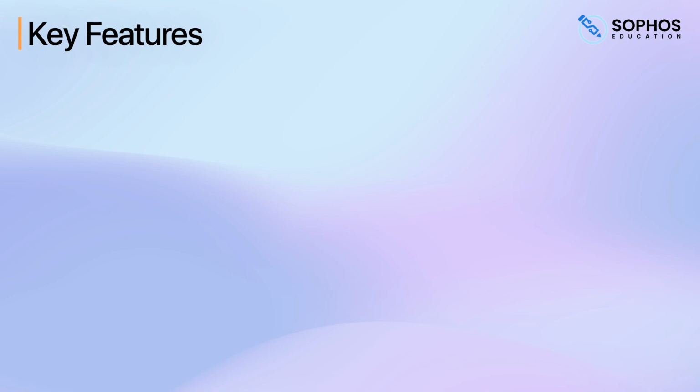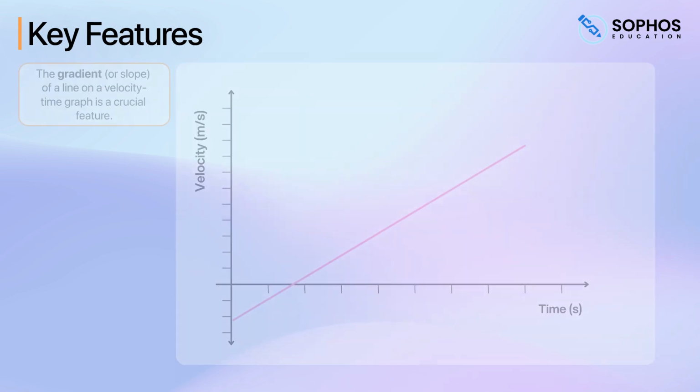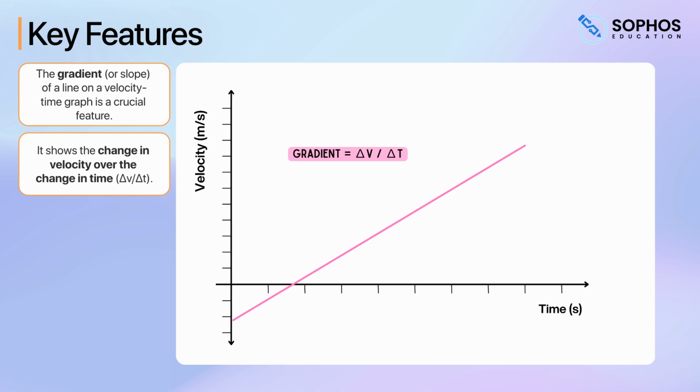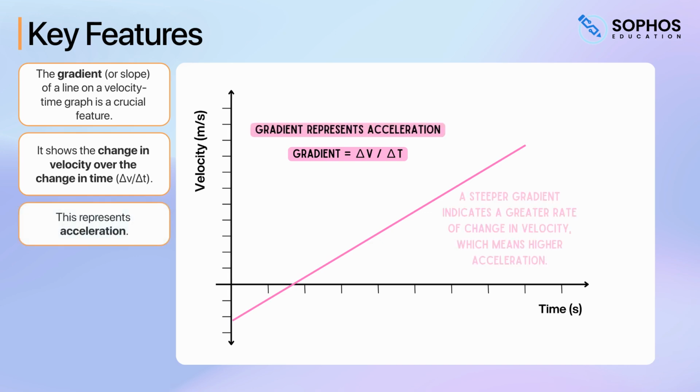Next, we'll explore the gradient and its meaning. The gradient, or slope of a line on a velocity time graph, is a crucial feature. It shows the change in velocity over the change in time. This represents acceleration. A steeper gradient indicates a greater rate of change in velocity, which means higher acceleration.